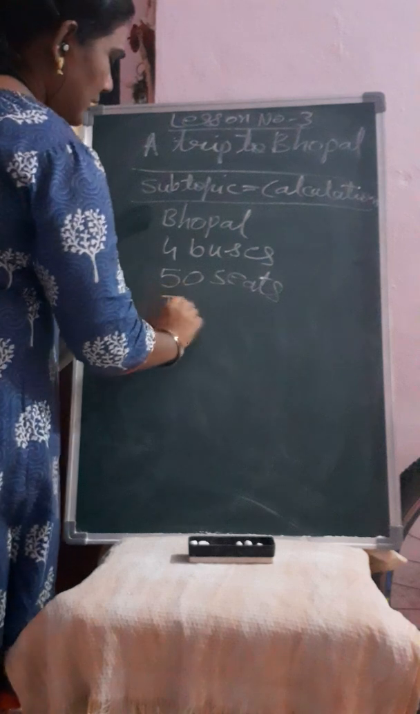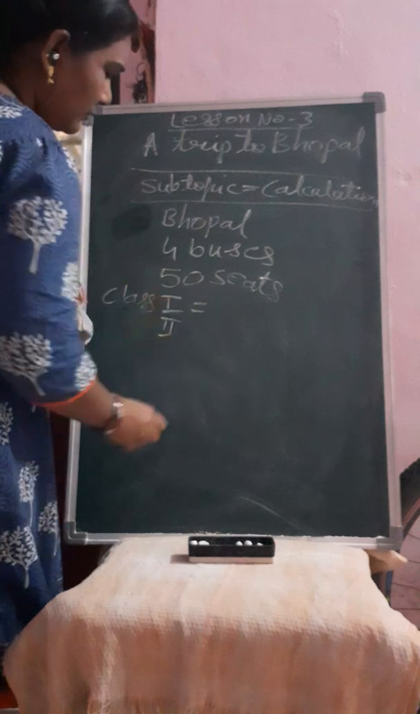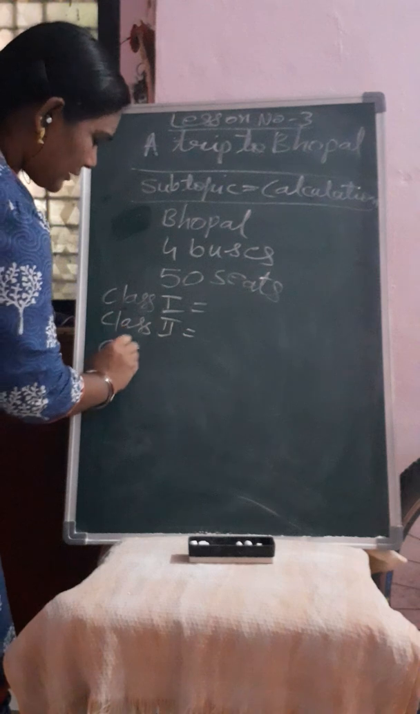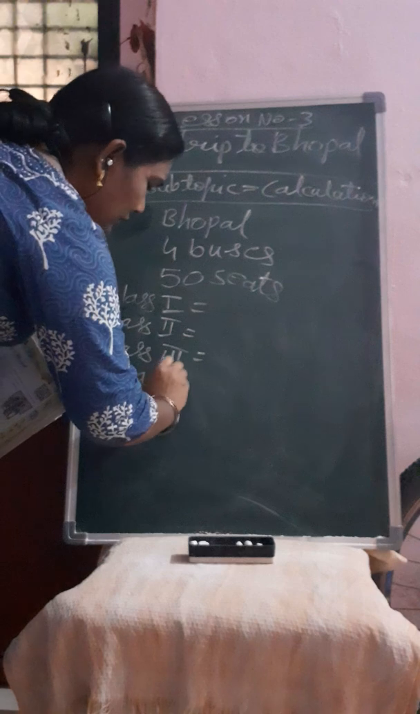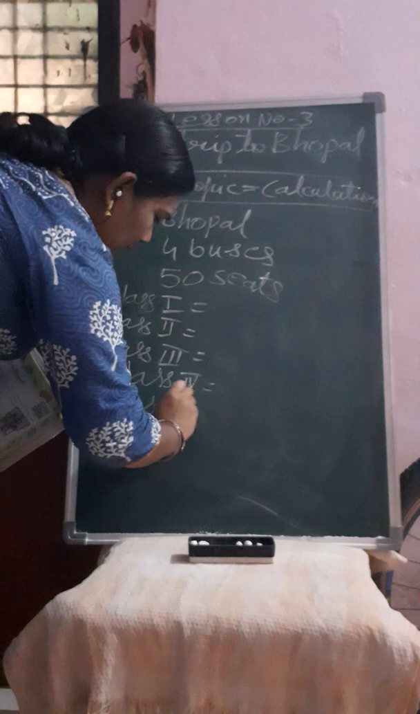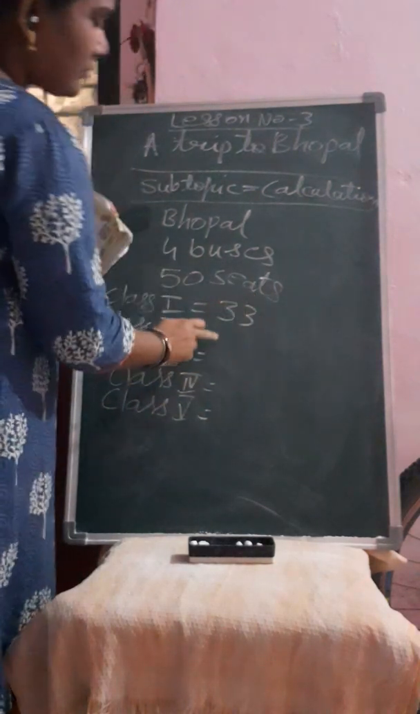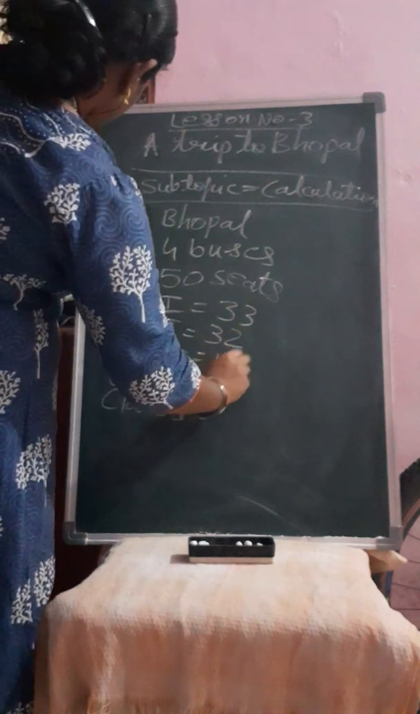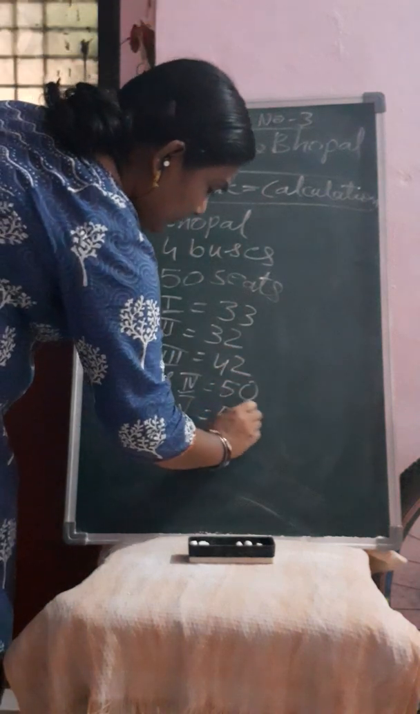Class 1 to class 5 are going for the trip. How many students are going? Class 1, 33 students. Class 2, 32 students. Class 3, 42 students. Class 4, 50 students. And class 5, 53 students going.